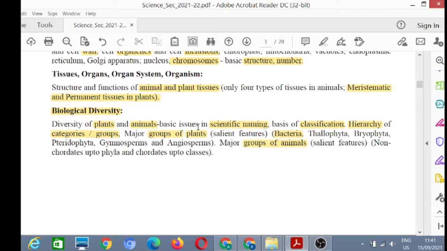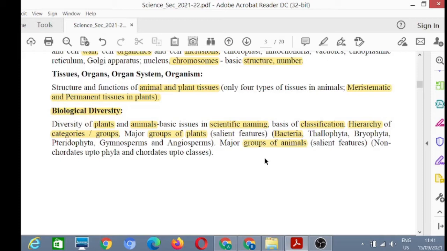So basic issues in scientific naming. We have a large number of plants and a large number of animals. Naming those plants and animals scientifically is a difficult process. So every plant and every animal has a scientific name.